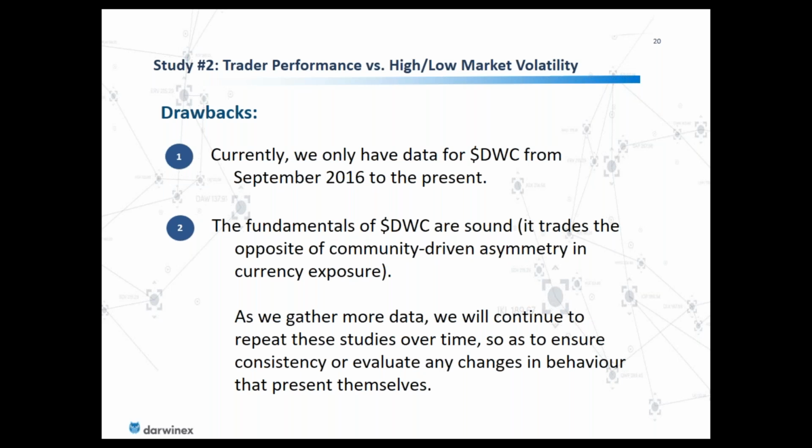However, as we have a limited data set that spans a year, we will be gathering more data as more data comes in from the DWC and, of course, the market with those currencies over time, and we will repeat these studies over time. Our objectives there will be to ensure that, firstly, our analysis is consistent, and that any changes in behavior that present themselves, we can take into consideration and analyze and repeat studies accordingly. So we are aware that we have a limited data set, but we are confident in the fundamentals that power the DWC, and therefore it's very likely that this behavior will continue into the future, but we will be monitoring it and presenting you with repetitions of these studies with new data over time as well.